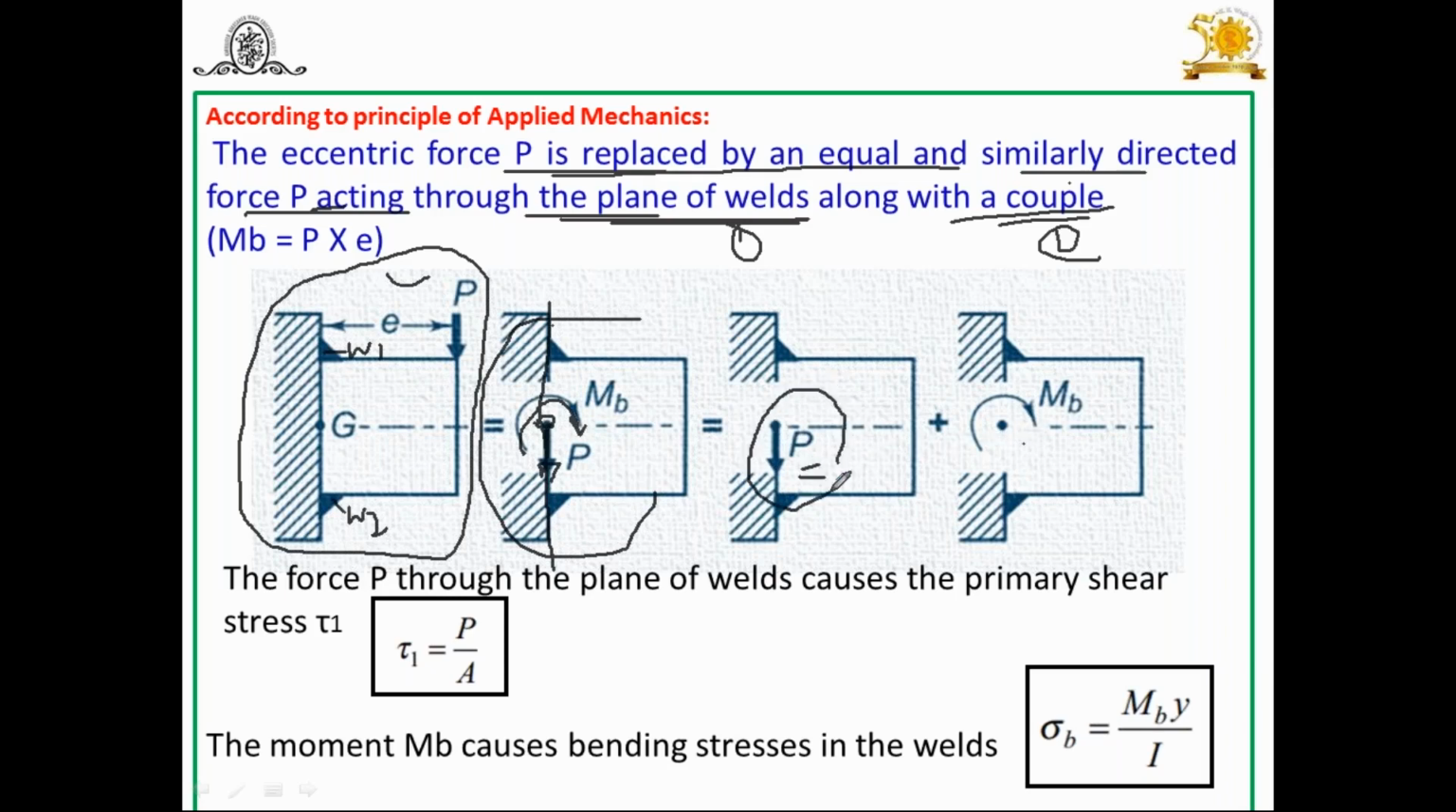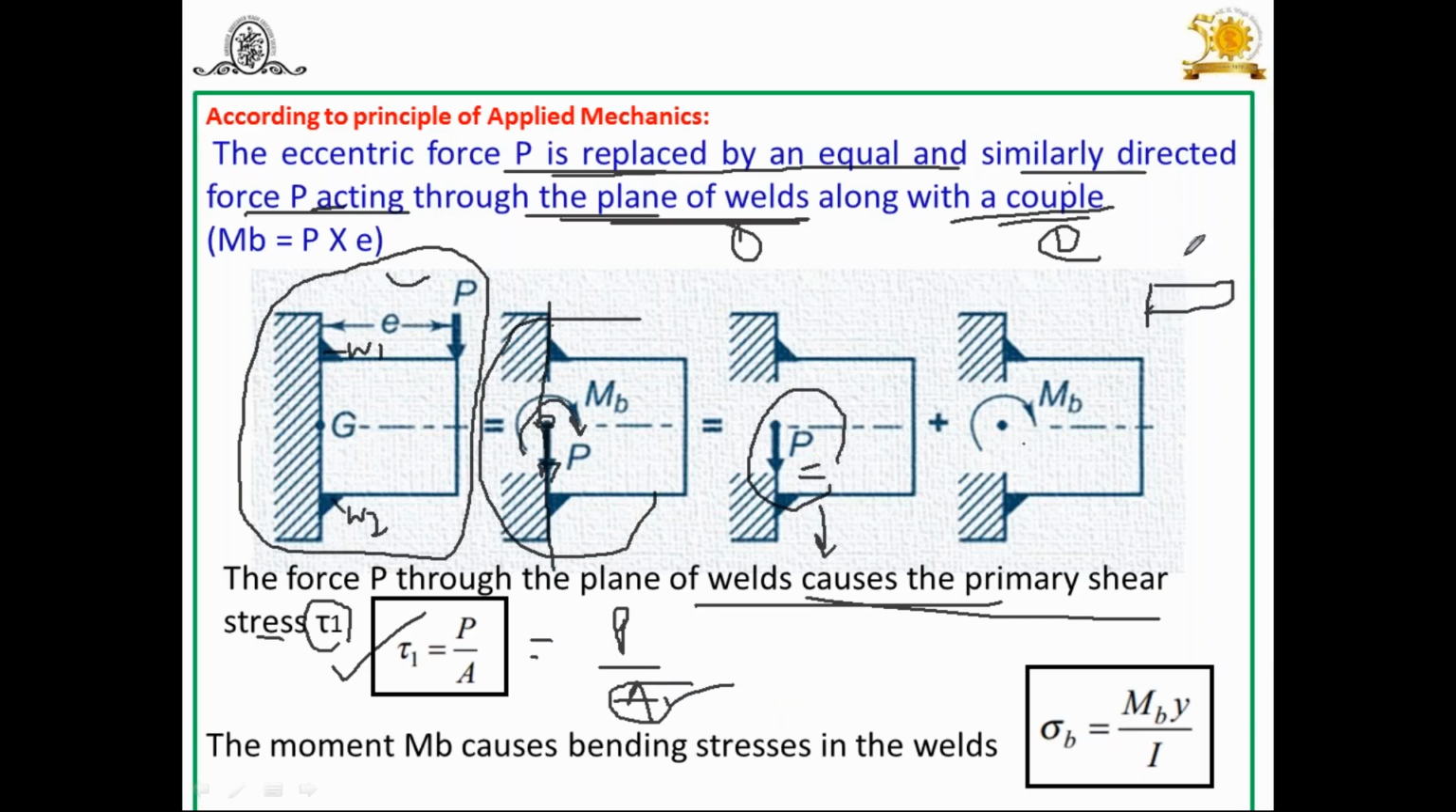Because this force P is directed downward, very well, what is happening here? Primary shear stress, that is tau 1, gets induced in it. And how to find out the primary shear stress? That is, very well, P upon A, and A means the throat area of all welds. Try to understand, in this case there are 2 welds. Again, here B is the length and thickness T, so BT, for the top weld and bottom weld. So 2 times BT is the area in this case. P means the value of the force which is acting. So you will get the primary shear stress. Try to understand in this case.